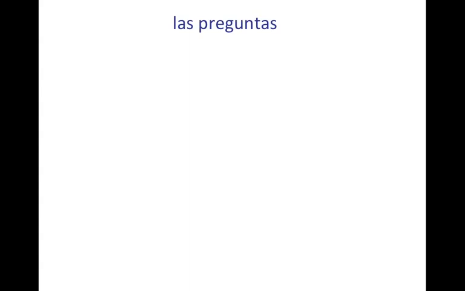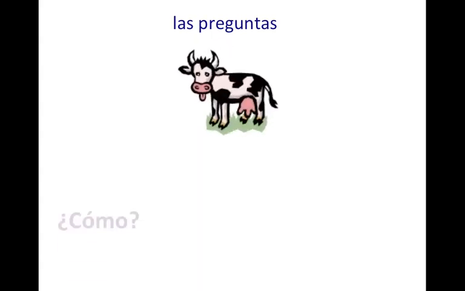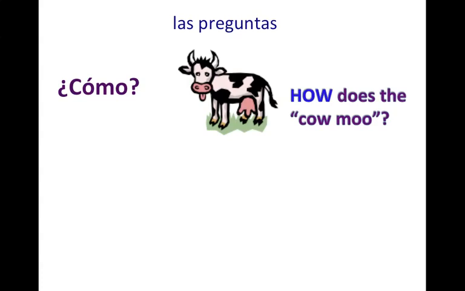Okay, working with las preguntas. Now, we're going to do something a little bit different here. You're going to see the question word in Spanish, a little funny phrase to try to remember the question words, the interrogatives, and a picture that goes with it. So what I would like you to do is, por favor, repitan. You're just going to simply repeat. Repitan. ¿Cómo? How does the cow moo? ¿Cómo? How does the cow moo?